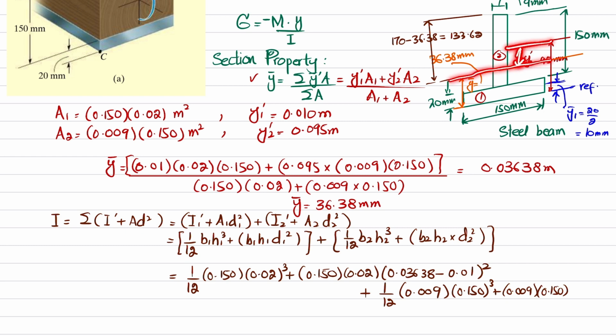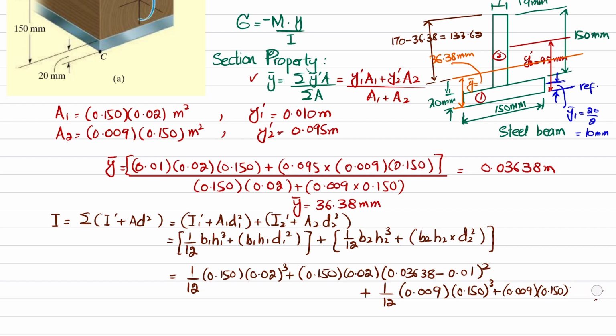So this will be D2. And this can be obtained if you take 0.095 minus this distance. As we have seen, this y2 dash is 95, so 95 minus this y dash will give you D2. So D2 is 0.095 minus 0.03638 whole squared.